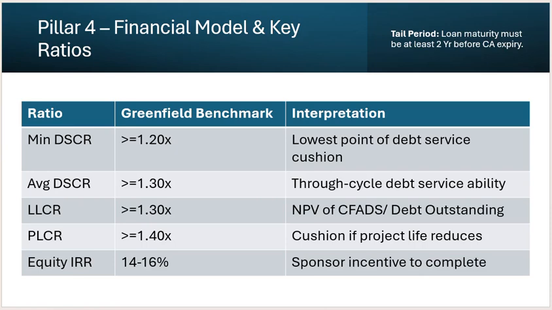In the greenfield project we need to assess the traffic risk or the demand risk, but in the brownfield project we already have the traffic and the demand, so we analyze that and predict the future. That's the difference between the greenfield project and the brownfield project. The minimum debt service coverage ratio is greater than or equal to 1.2x, and the lowest point of debt service is a caution and will be taken care of. The average debt service coverage ratio is greater than or equal to 1.3x through the cycle, and debt serviceability is something you continuously track.